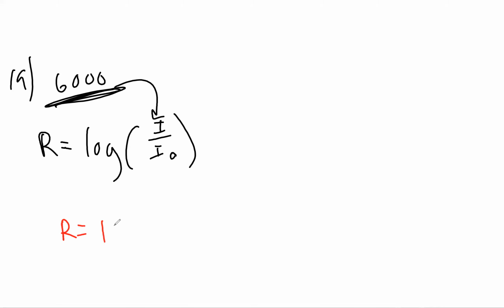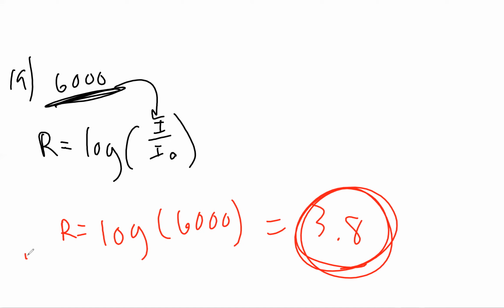I would expect to see R equals log, and then in parentheses 6,000, and then you're going to hit enter, and it asks you to round it to, I think, 1 decimal point. So you're going to get 3.8, and that's it. This is what I expect to see. So type it in, make sure you get it, and that's it. Any major issues with number 19?